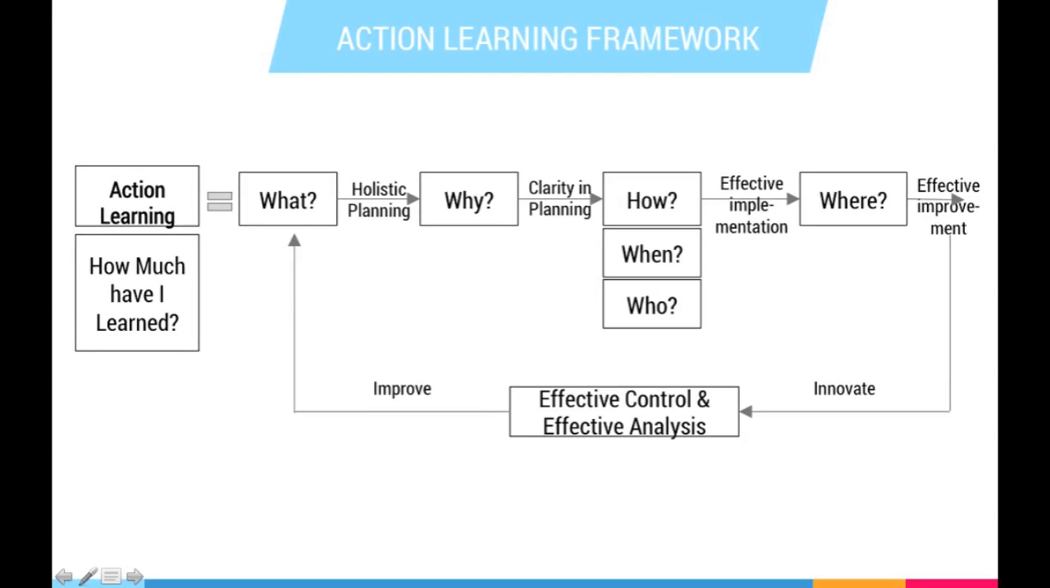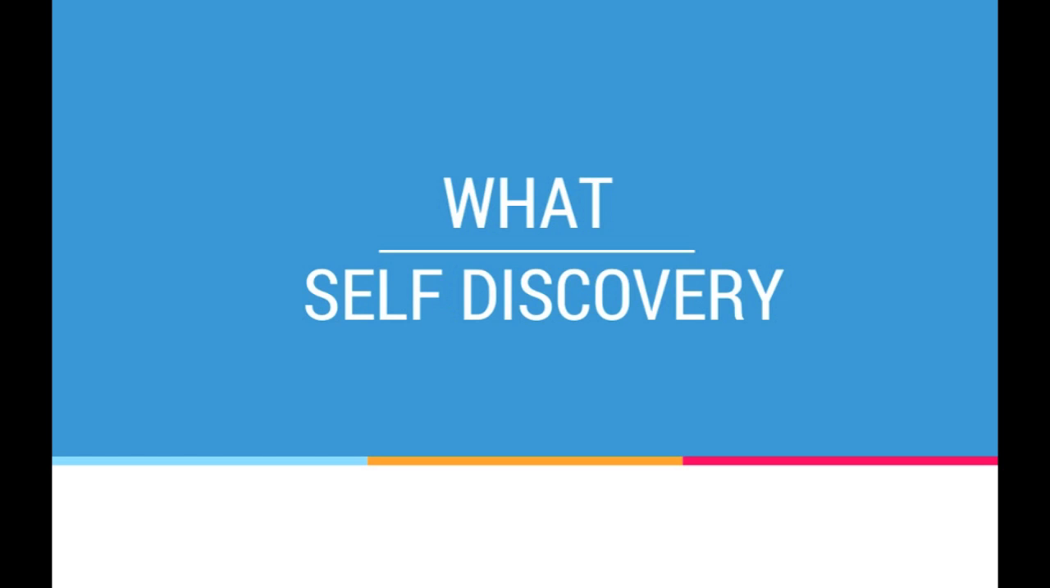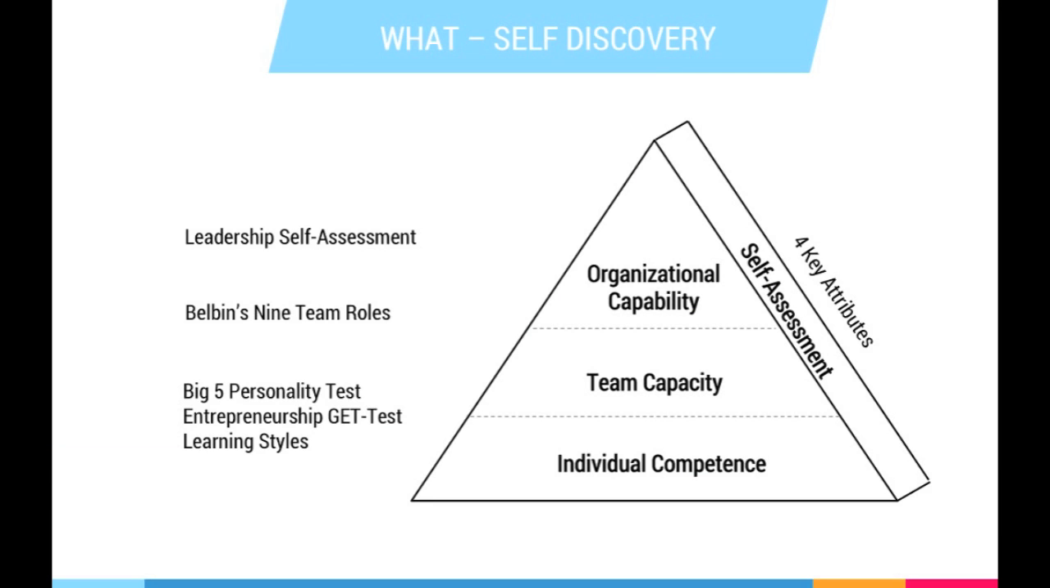As I have explained before, I will use this action learning framework to explain about my vision, mission, and goals. Now, I will start with the first, which is I want to discover myself. To know more about myself, I will start by looking at this pyramid. And let's start from the lower pyramid, which is I want to see my individual competence. And here is my result for my learning test.